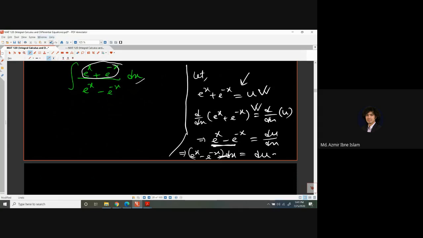Now you can see that we have taken the upper function as u, but finally we have found e to the power x minus e to the power negative x dx. So we have found the product part, but here we have the same function e to the power x minus e to the power negative x. You can see we have negative negative. The functions are the same, but we didn't get this type of figure here.